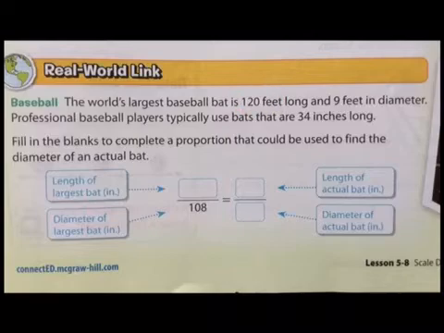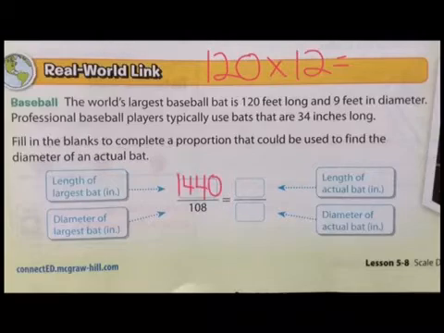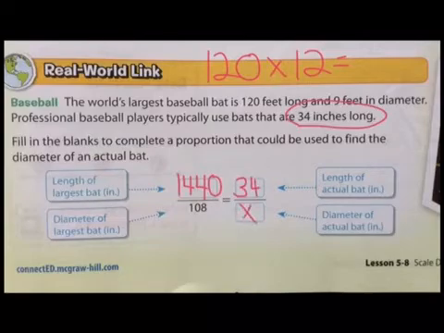And we know that the length is 120, so we have to take 120 feet times 12 so that we can convert it to inches, okay? And that's going to give us 1,440 inches. And we already know how long it is. The actual length of the bat, which is what we're being asked to write here, length of actual bat, is 34 inches. 34. And what we're looking for is x.